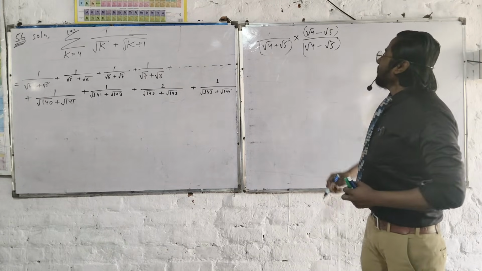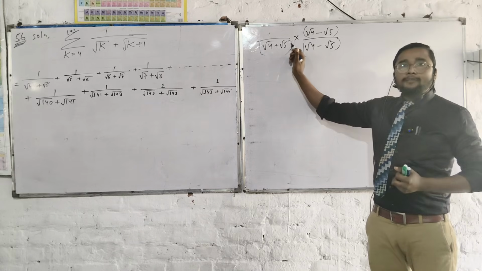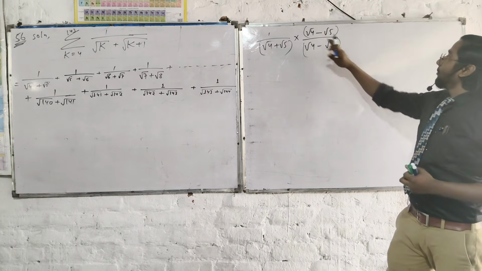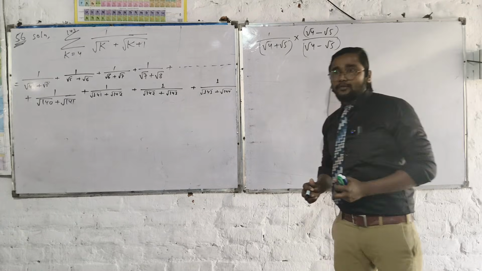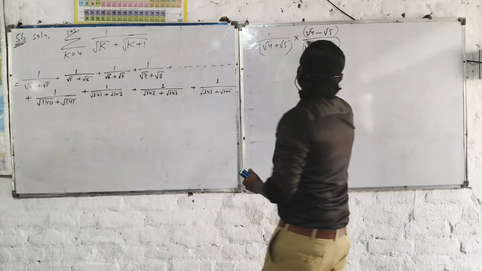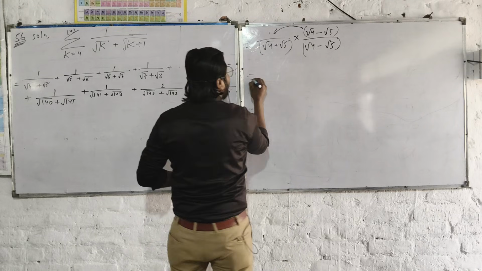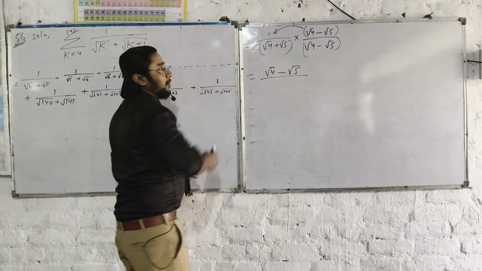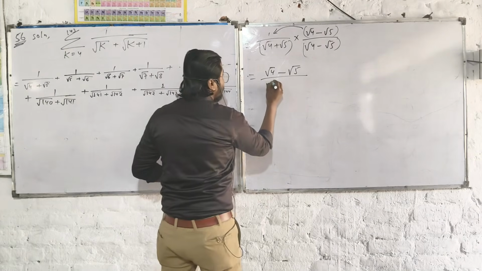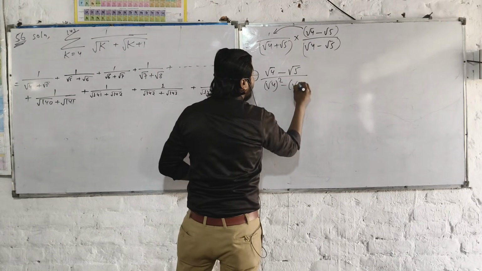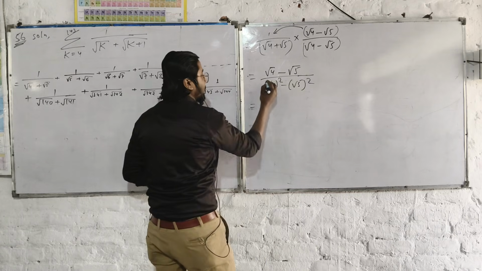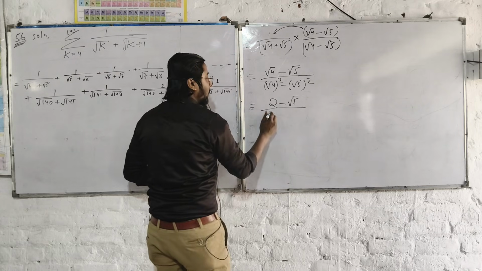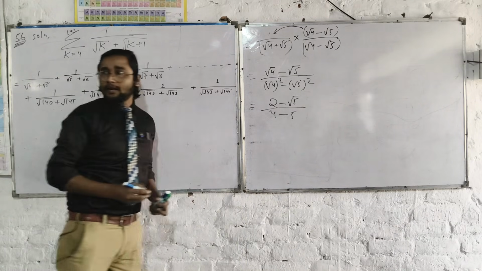So 1 by root 4 plus root 5, right? Multiply by root 4 minus root 5 over root 4 minus root 5. Now you tell me, what will you get here? Root 4 square minus root 5 square. So you will get 2 minus root 5 by, you tell me, what will you get here? 4 minus 5, right? Yes, sir.